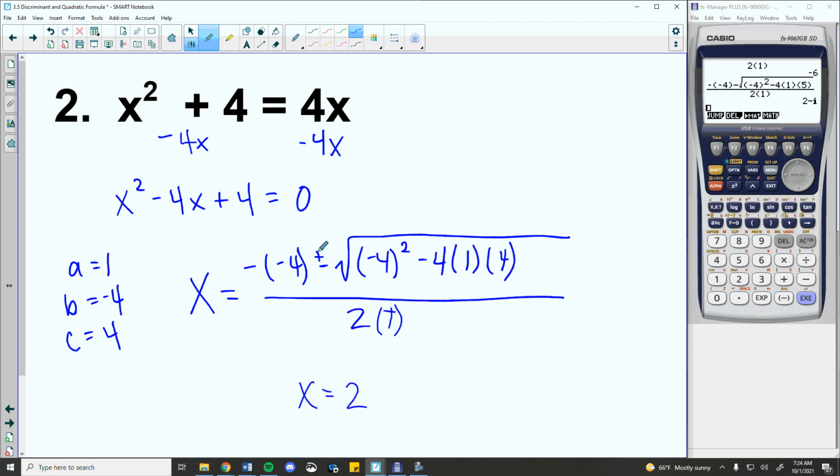And then if I change my plus sign to a minus sign, I get the number 2. And so my only answer is x equals 2. And that's okay. Sometimes we only have one solution. That just means that this graph sits on the x-axis. It's only going to touch in one place.